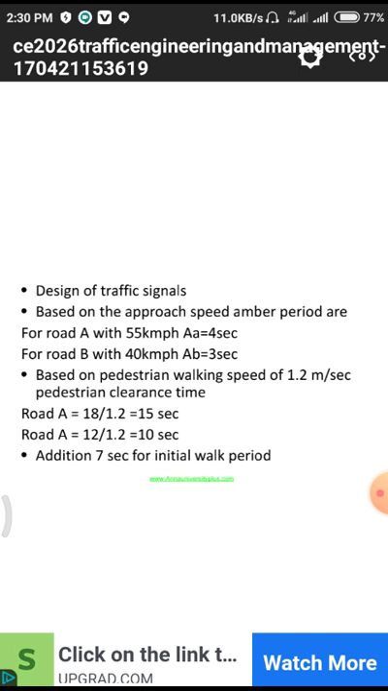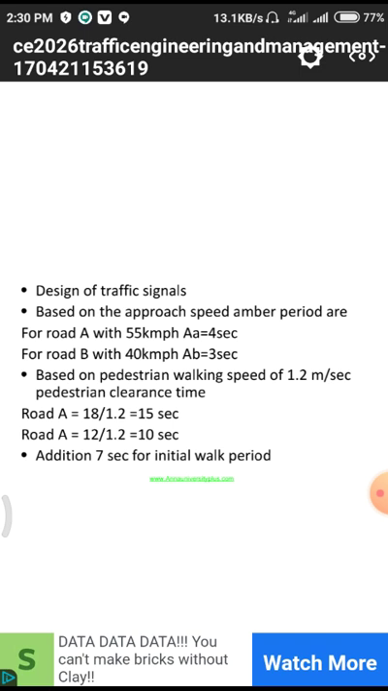Simply they wrote road A, but in the second case we are having 12. That is the road B condition. Road B equals 12 divided by 1.2. We will get it as 10 seconds. So the pedestrians have to use the road for 15 seconds for the crossing period on road A, and pedestrians on road B have to use 10 seconds for crossing.